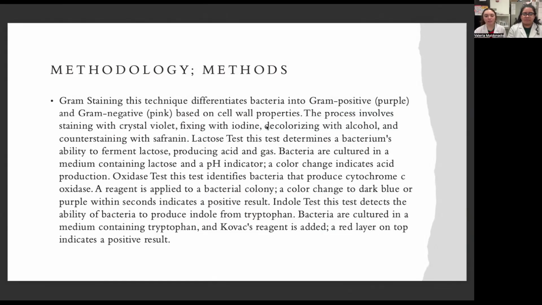After our gram staining, we used a lactose test, and through the lactose test, we determine the bacterium's ability to ferment lactose, that is, producing acid or gas. Bacteria are cultured in a medium containing lactose and a pH indicator. A color change indicates acid production.